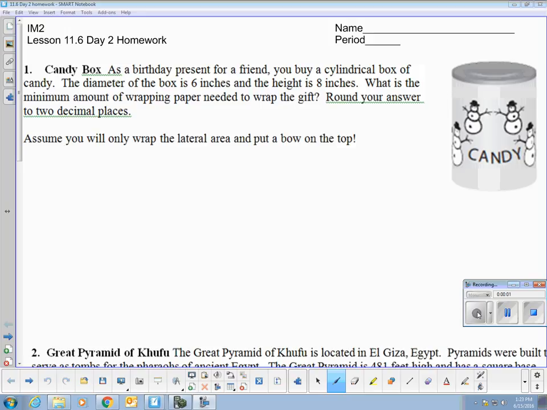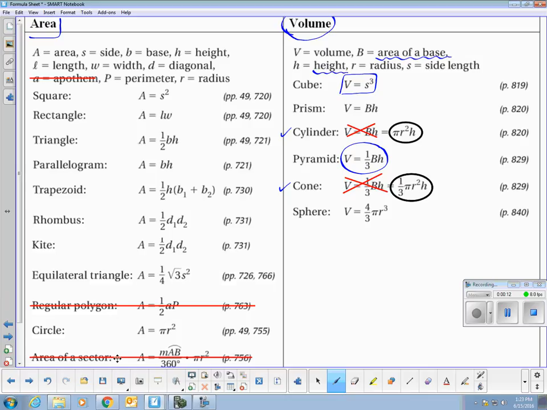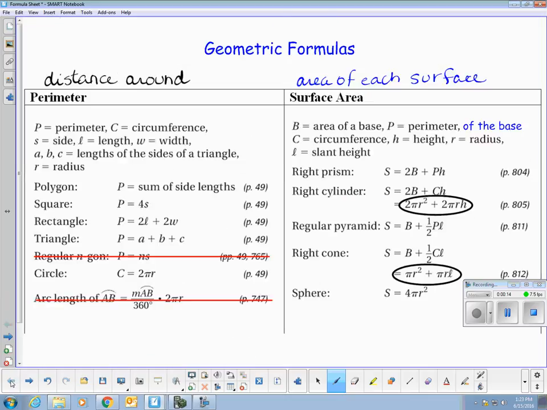Lesson 11.6, day 2 of the homework. We're going to step away from calculating volume and we're going to take a look at surface area. So going back to our formula sheet, we're going to go back to the first page where we had all of our formulas for surface area.